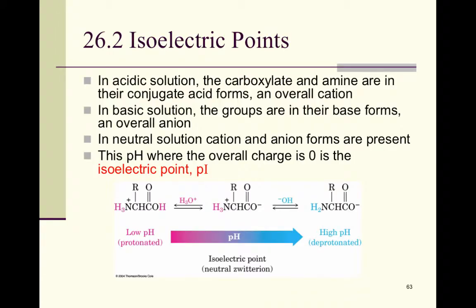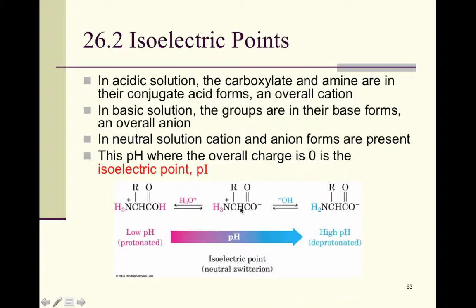Isoelectric points. In acidic solution, the carboxylate and amine are in their conjugate acid forms, an overall cation. In basic solution, the groups are in their base forms, an overall anion. In a neutral solution, both the cation and anion forms are present. This pH, where the overall charge is 0, is known as the isoelectric point, pI.